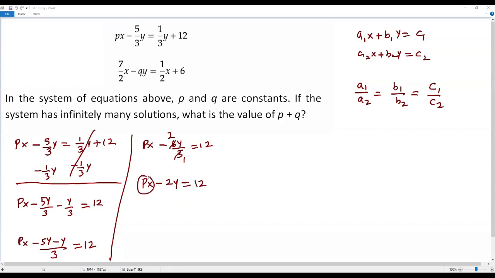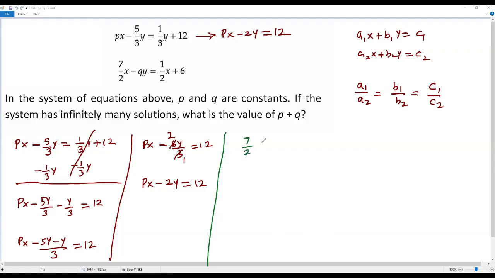Okay, here I got the first equation in standard form. That is, we have x term and y term on the left side, and on the right side we have a constant. Let me write the standard form of the first equation: px - 2y = 12. Now let me do the same thing for the second equation, getting this equation into standard form. For that we have to get rid of this 1/2 times x on the right side.